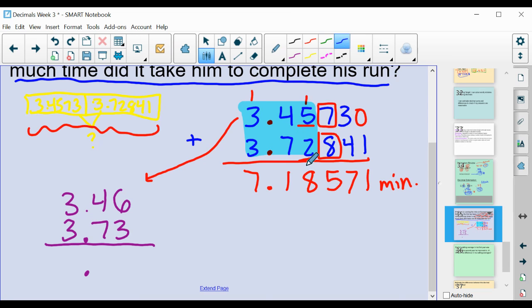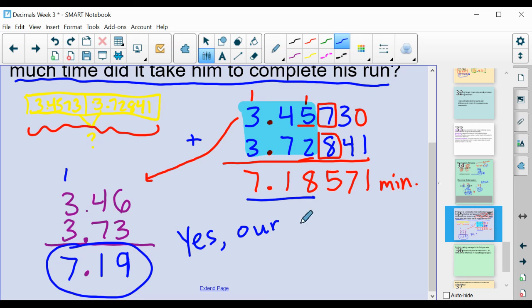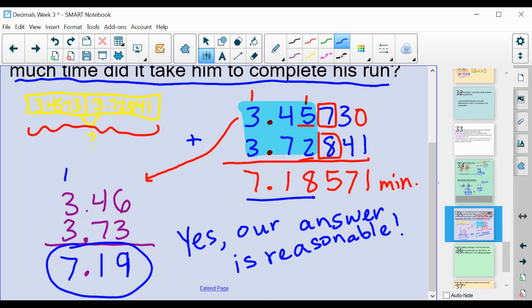Okay, now let's add these together, and what we should see is that it is close to this. This answer is reasonable. If it is way off, then we made a mistake. Okay? 9, 1, 1, and 7. Okay, our estimated answer is 7 minutes, and I'm not going to say 19 seconds, but 19 hundredths of a minute. Is that pretty close to 7 and even just look at this part right here, 18 hundredths of a minute? Yes. So that means yes, our answer is reasonable. Woo! Nice job.